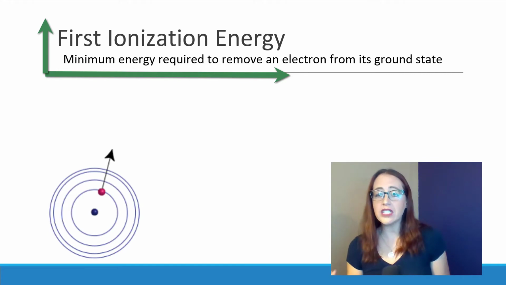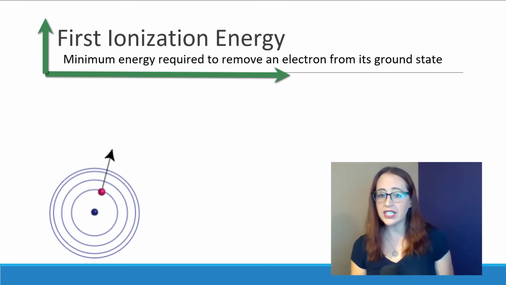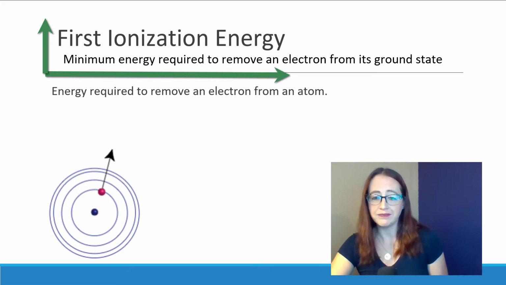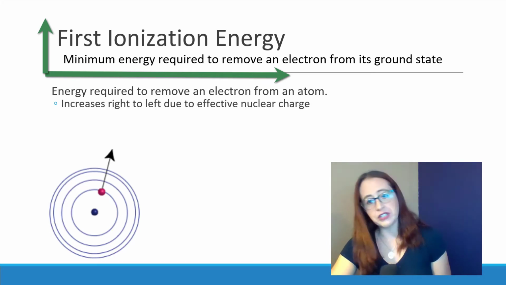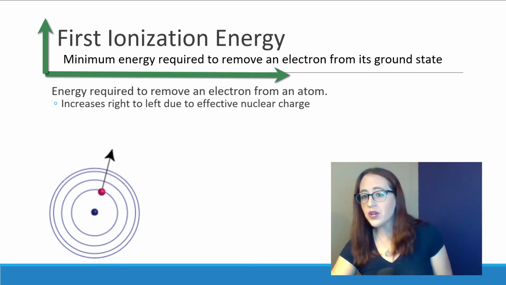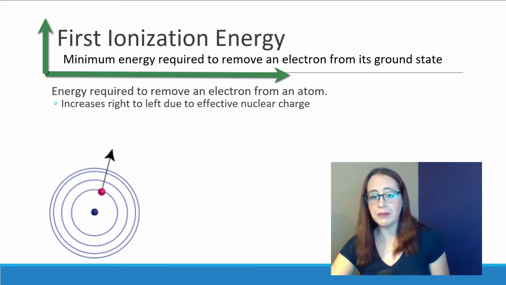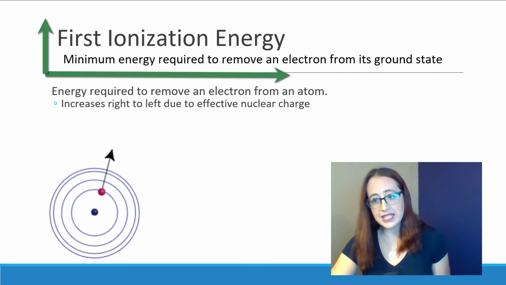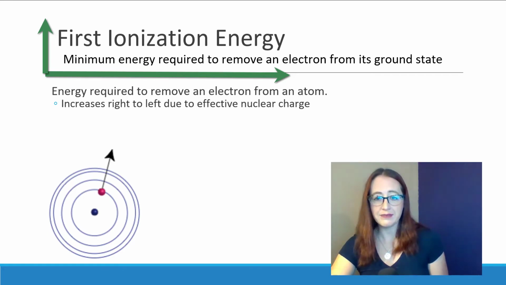Ionization energy is the energy required to remove an electron from its ground state configuration. The tighter that the electron is held due to effective nuclear charge, the harder it will be to remove it, and the more energy then that will require. So as we look from left to right on the periodic table, our effective nuclear charge is increasing. This holds the electrons tighter to the nuclei, and the ionization energy increases.